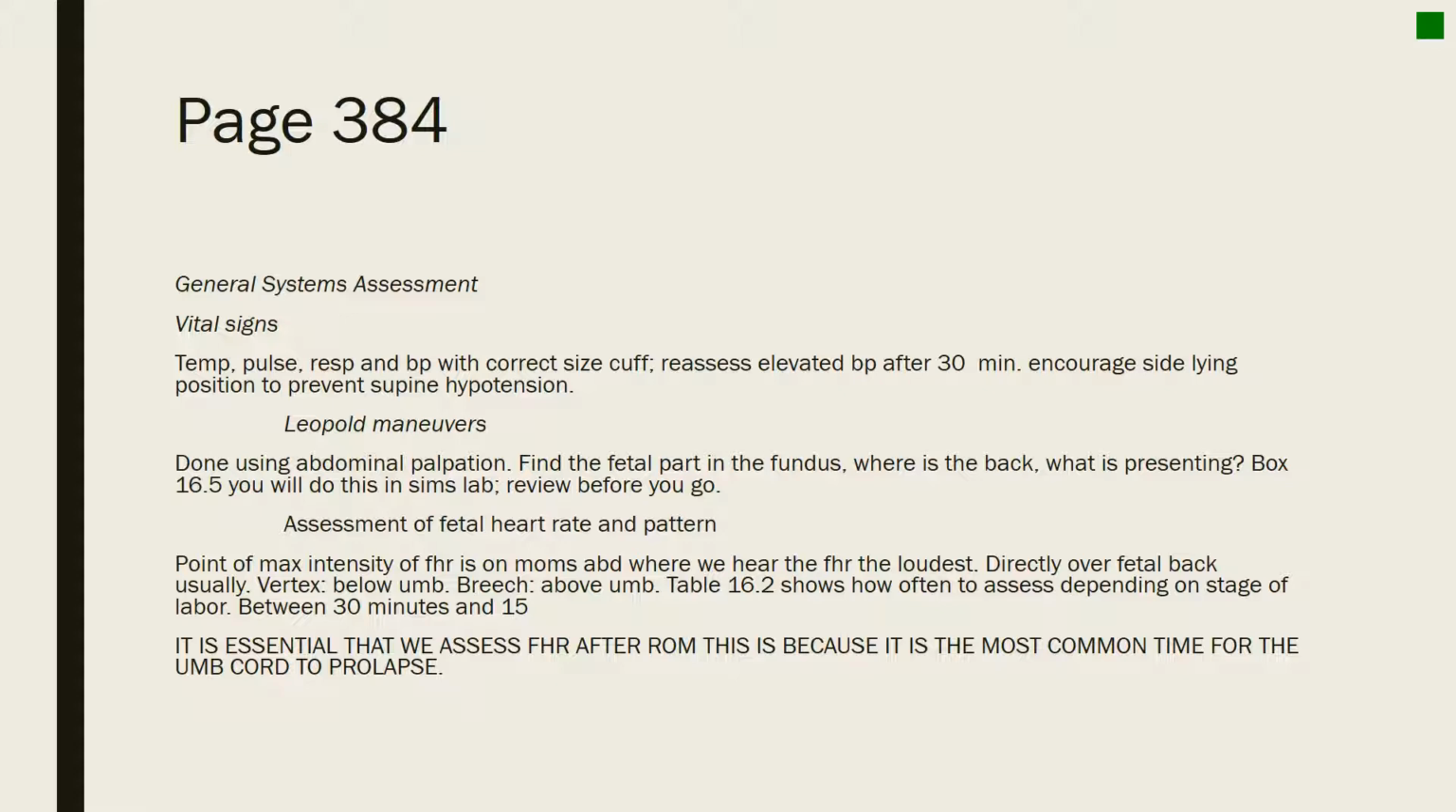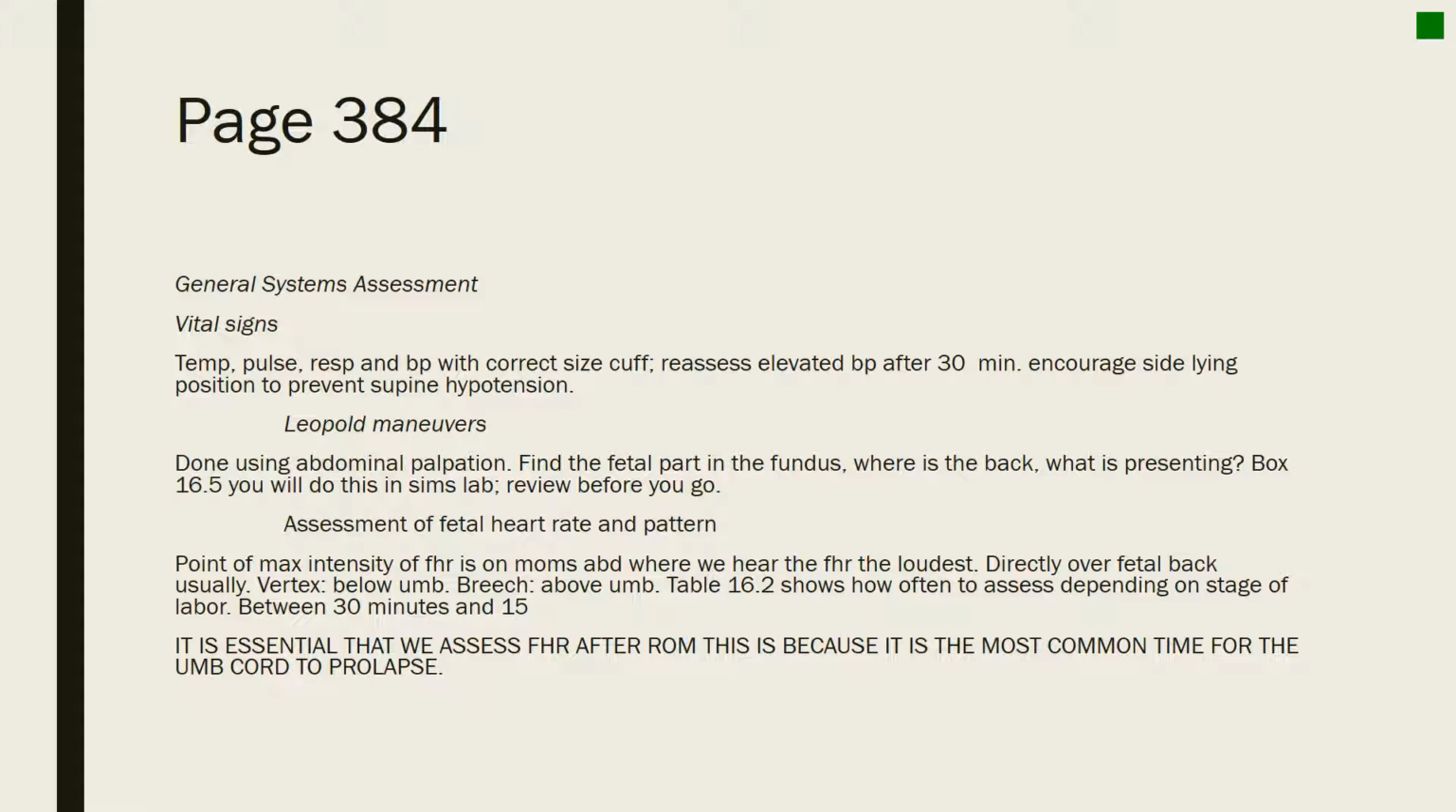Leopold's maneuver. This is done using abdominal palpation. You find the fetal parts in the fundus. Where's the back? Where's the presenting part? Is the head down? Box 16.5 has the process for you. This is where you will review this to go to your simulation lab where you're going to do this.